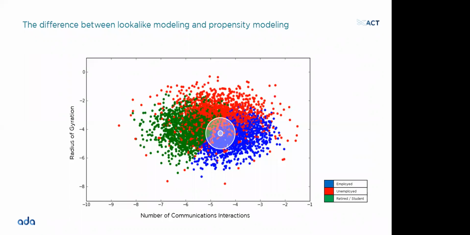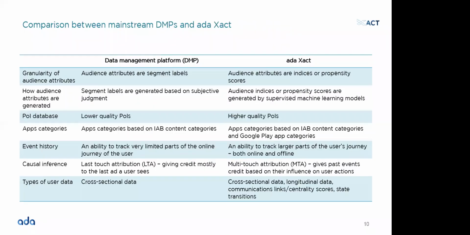Now, before I stop for questions, I want to close by summarizing today's presentation by comparing mainstream DMPs with ADA-exact. Okay. So this particular column summarizes the attributes of mainstream DMPs and how ADA-exact differs from it. Now, in terms of the granularity of audience attributes, mainstream DMPs typically identify audiences based on segment labels.